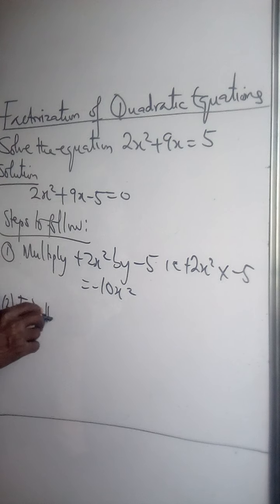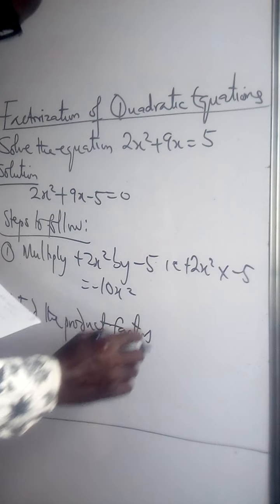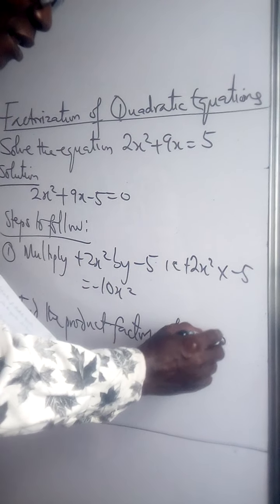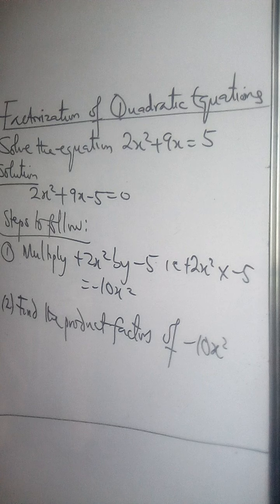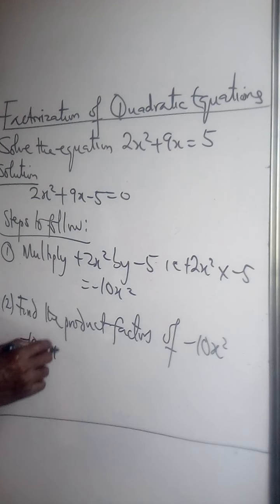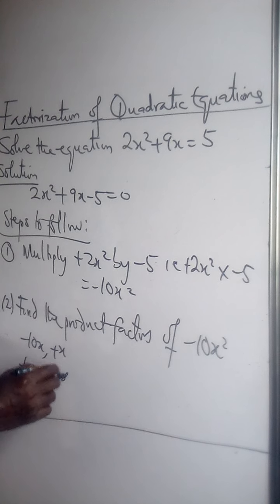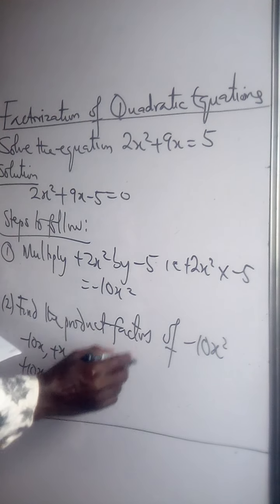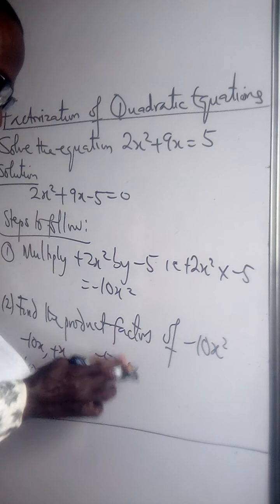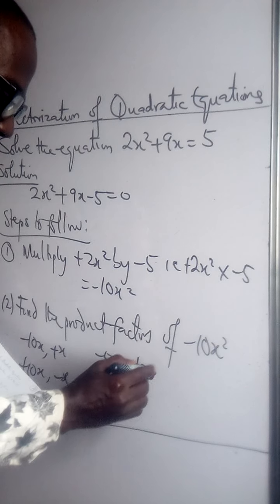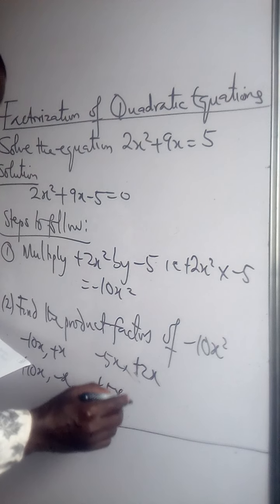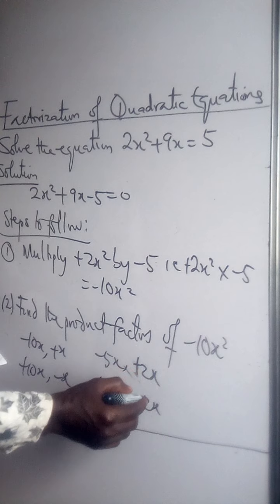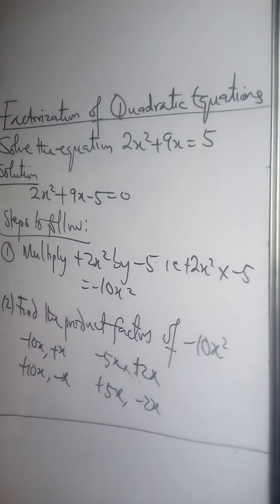Now the second step, find the product factors of minus 10x squared. That is the value we obtained in step 1. The possible product factors of minus 10x squared are minus 10x plus x. You can have that. Plus 10x minus x. You can have that. Minus 5x plus 2x. You can have that. Plus 5x minus 2x. These are the possible product factors of minus 10x squared.